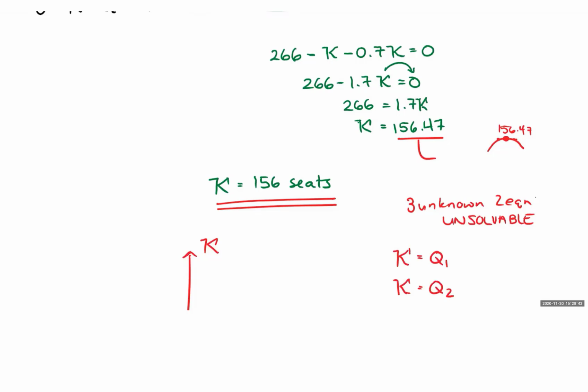So if it was something like 156.77, I would go up to 157. You do natural rounding.